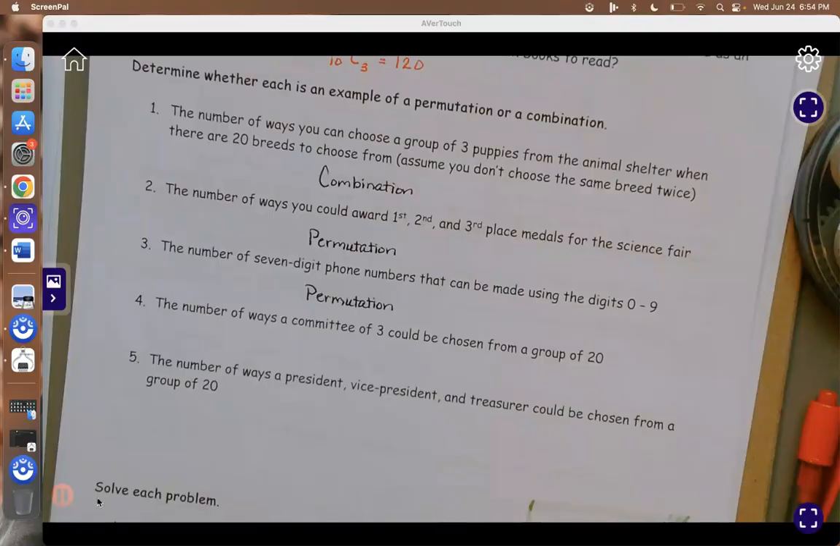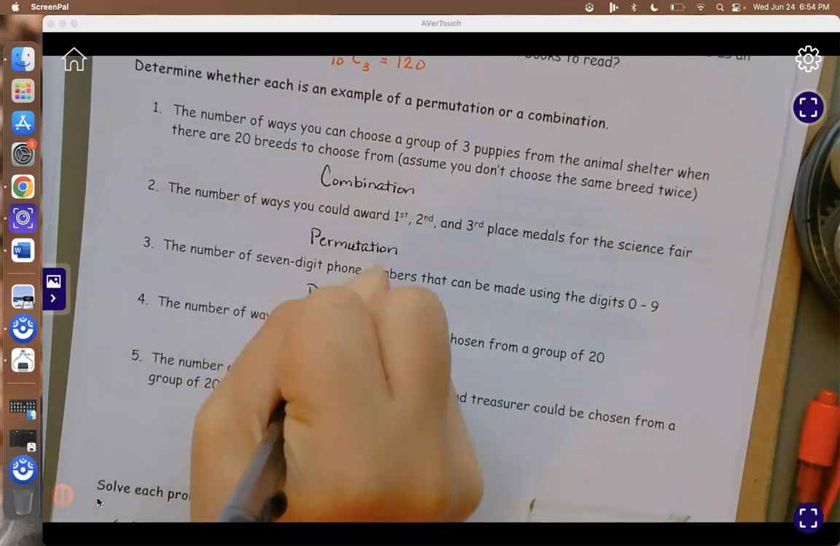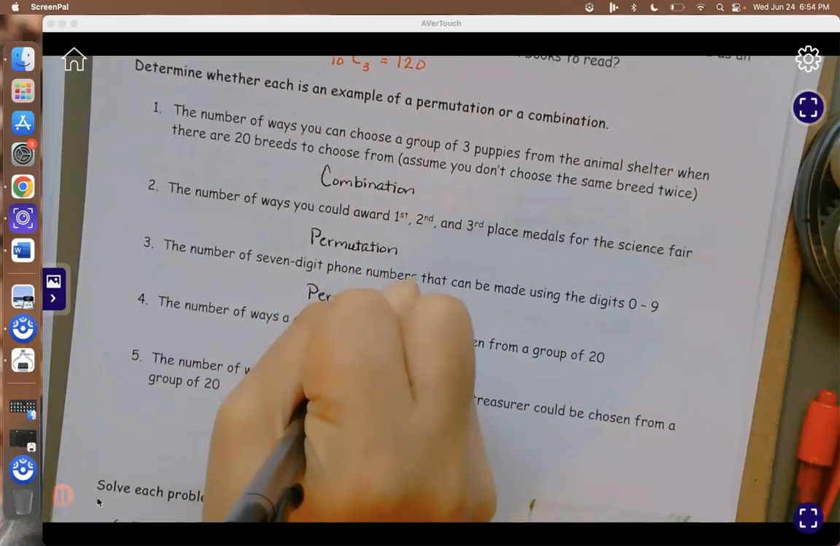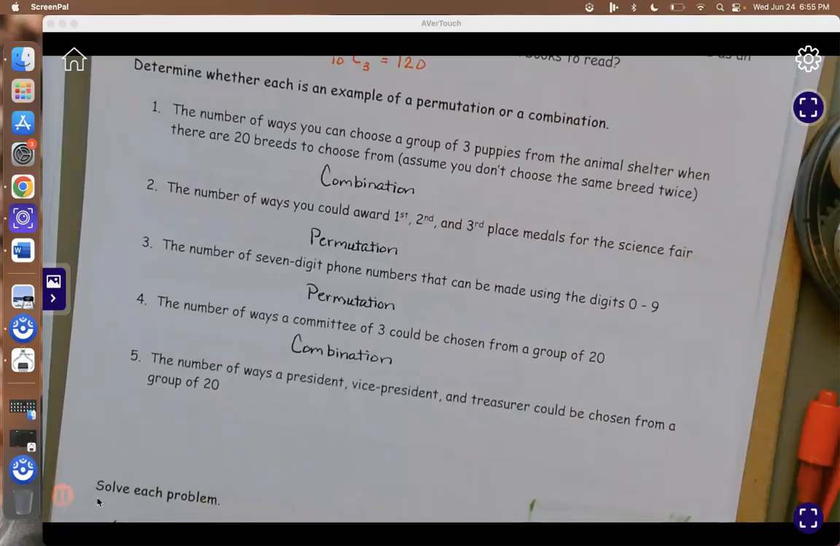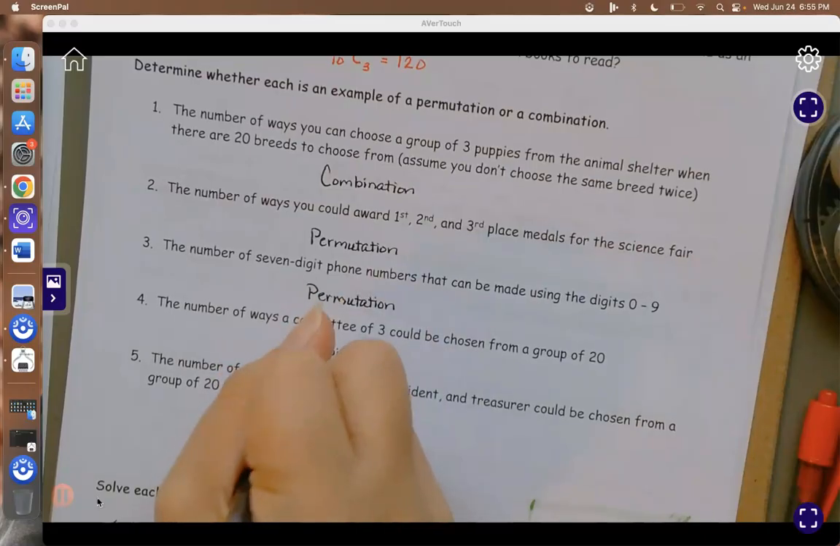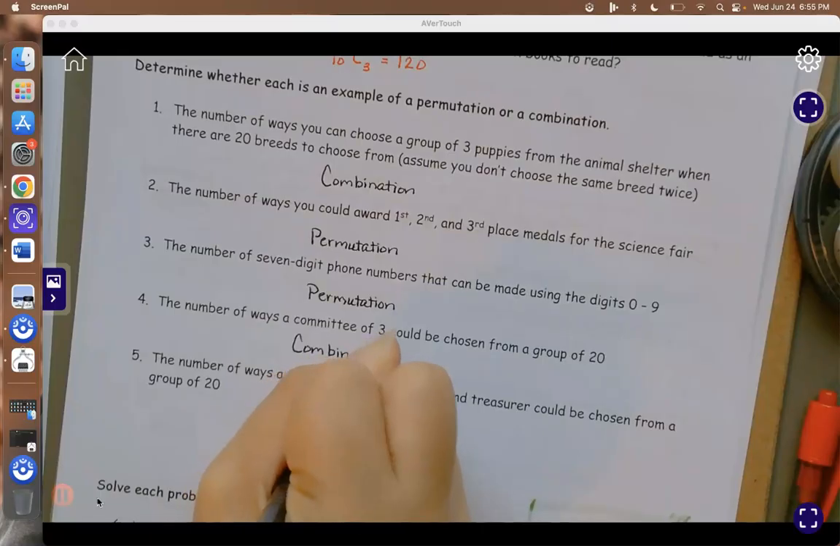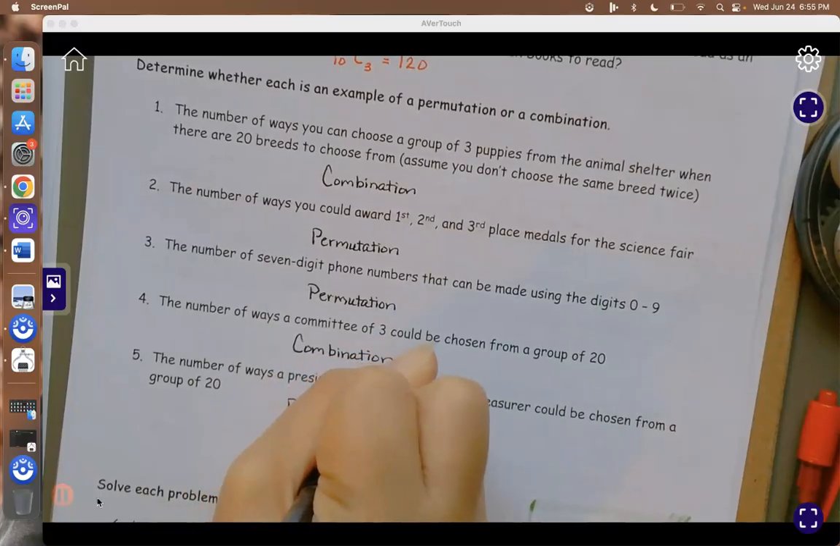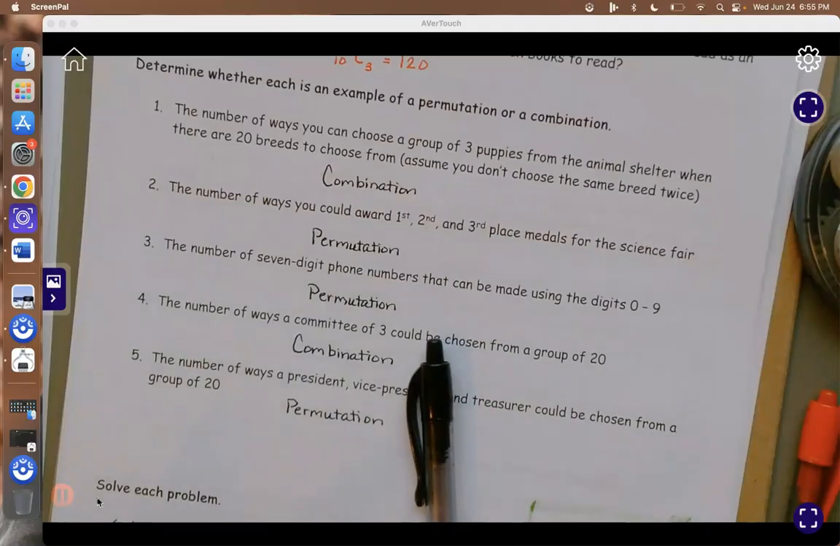The number of ways a committee of 3 could be chosen. Do those committee members have particular roles? No, they're just part of a group. So that's what makes that a combination. And the number of ways a president, vice president, and treasurer could be chosen from a group of 20. Okay, those are titles. What title you get is important. So that's a permutation.